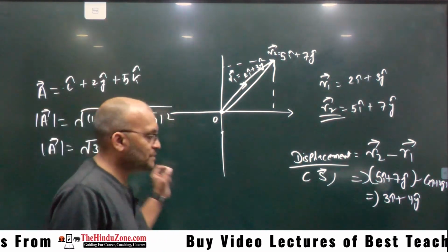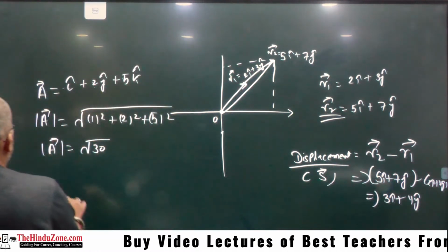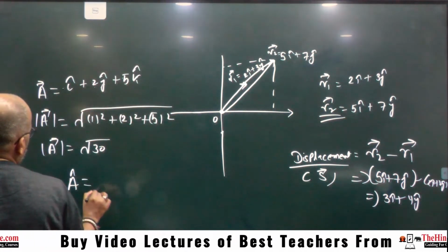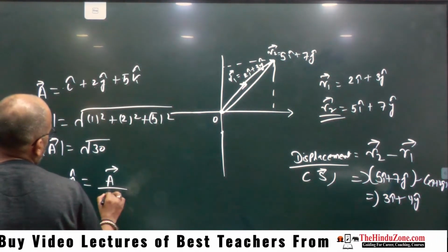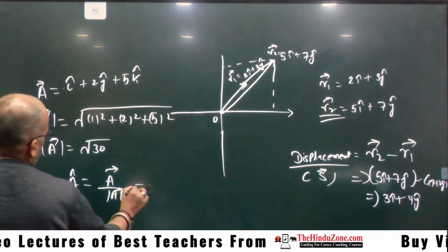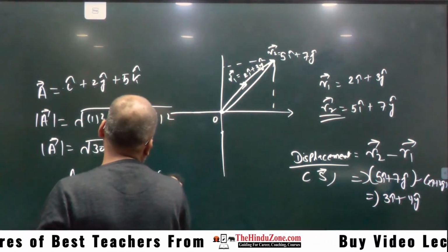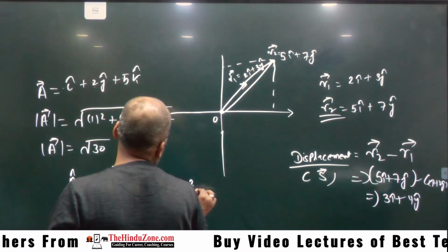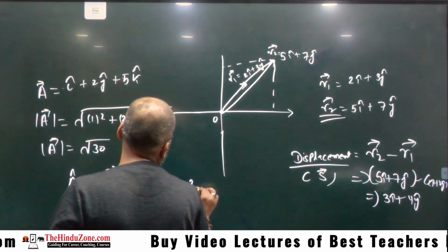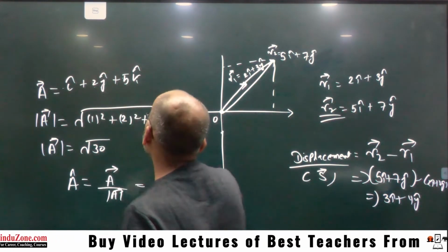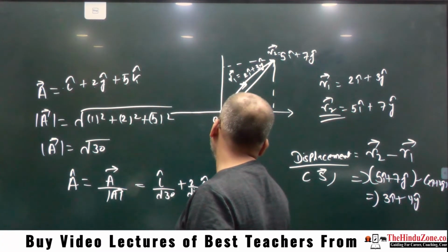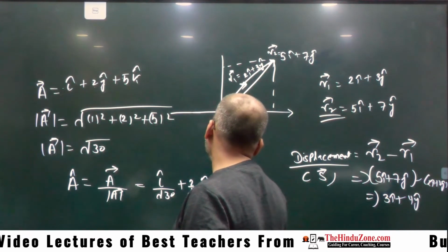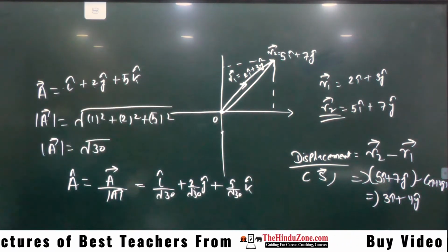And if they ask me to find the unit vector A, the unit vector A will be vector A divided by the magnitude of vector A. So that will be i cap upon root 30, plus 2 upon root 30 j cap, plus 5 upon root 30 k cap. Understood or not?